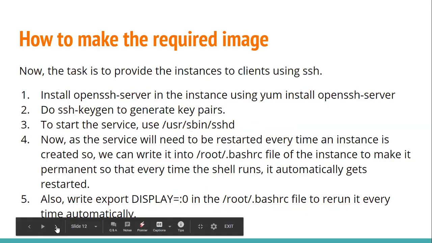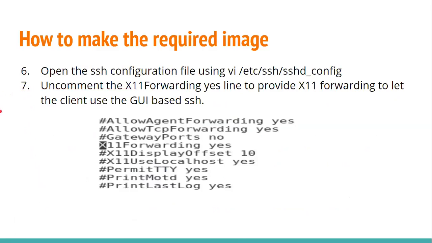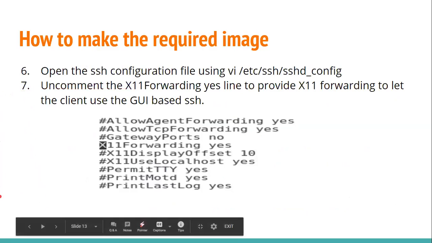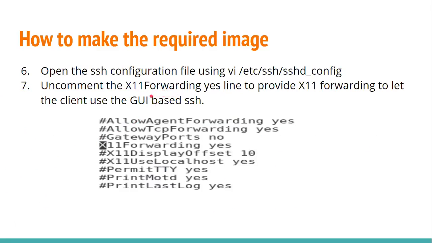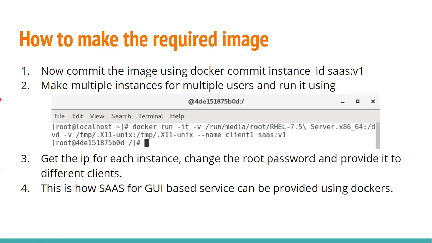Next slide. As SSH provides only command line facility, but Firefox is a GUI software, we need to use X11 forwarding to provide GUI based SSH. We can do this by uncommenting the X11Forwarding yes line in the sshd_config file. Next slide. Now we can generalize up to this part in an image made using the docker commit command.